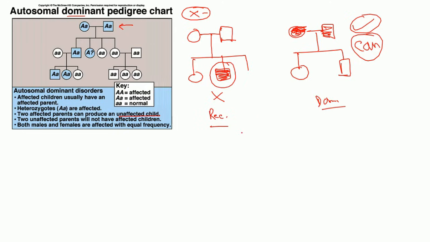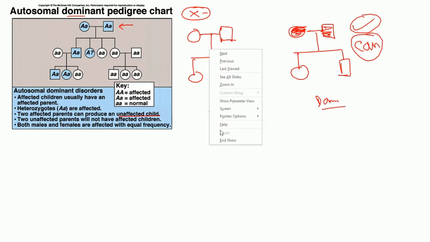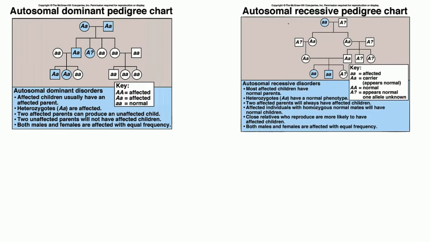Okay, so let me erase and let's go to the second type, which is autosomal recessive pedigree chart. In the autosomal recessive disorders, most of the affected children don't have any affected parent.